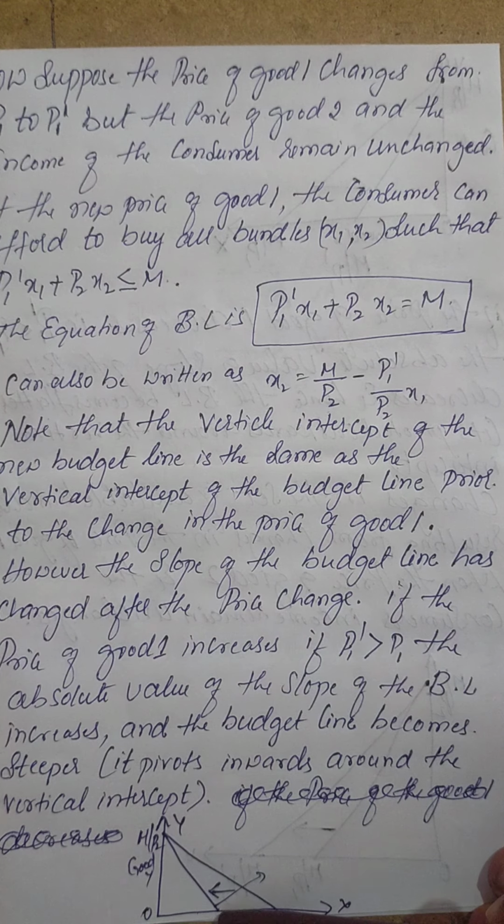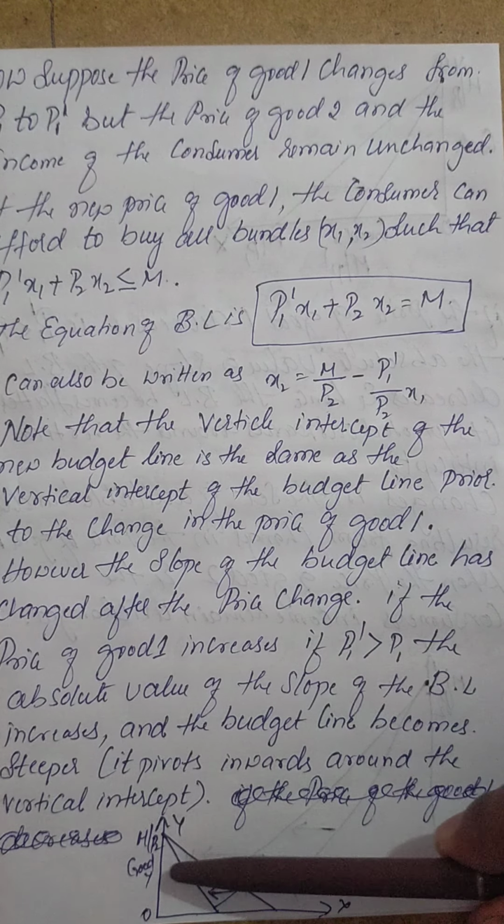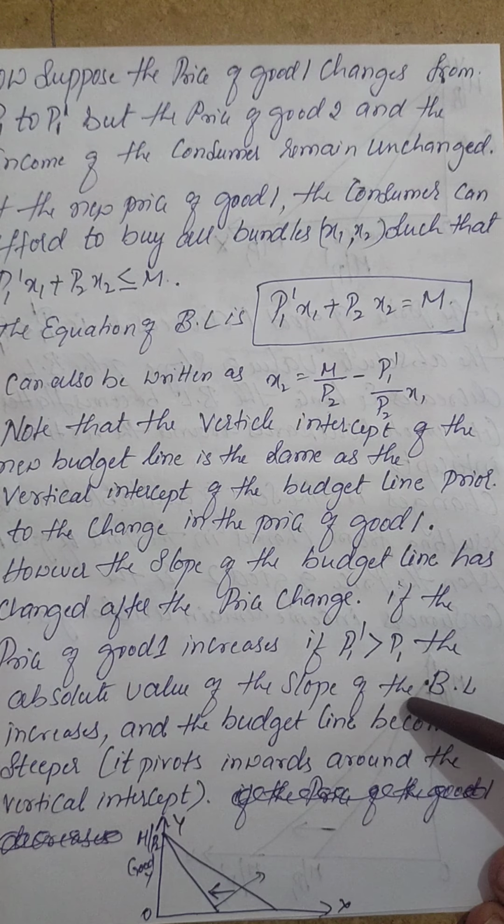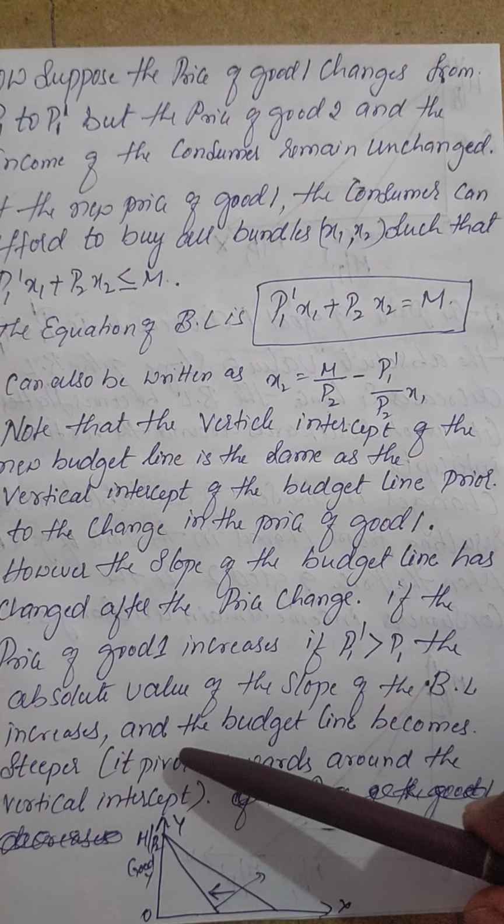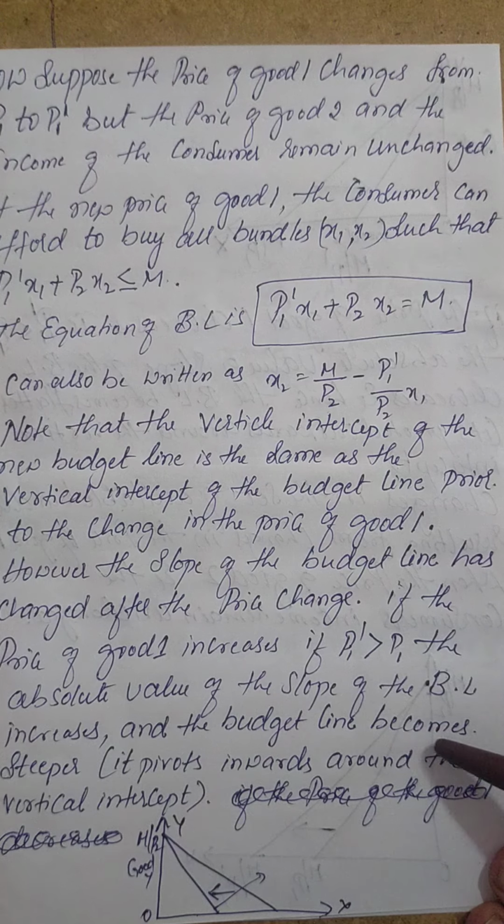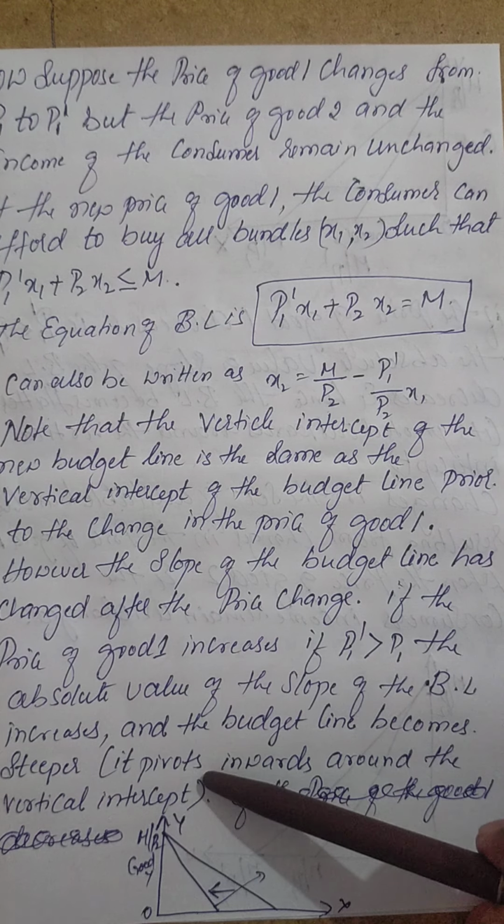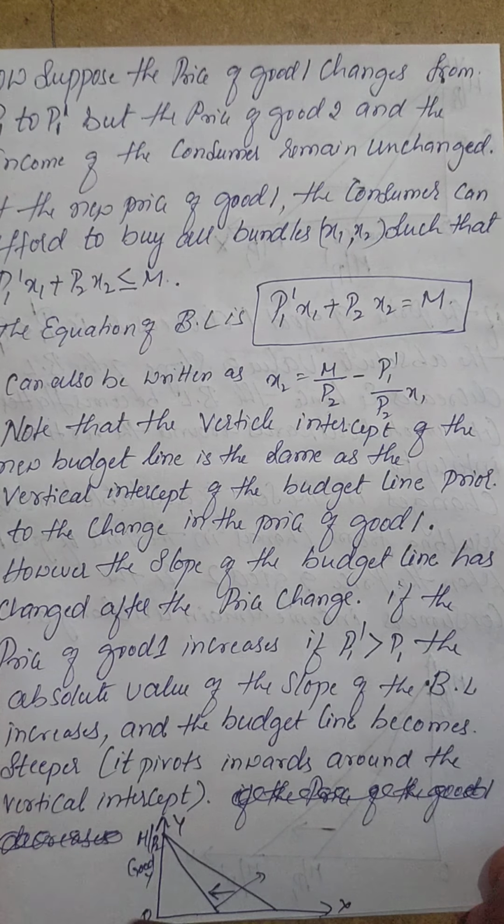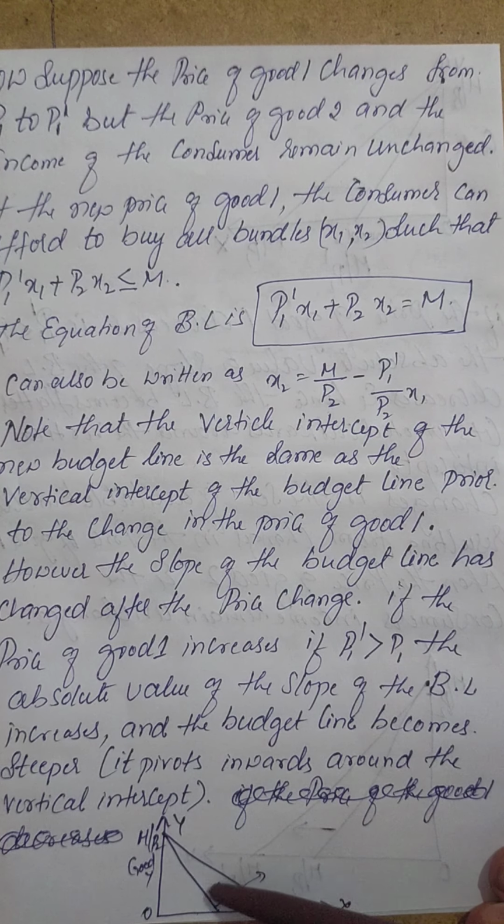So when the price changes, it becomes steeper, but it still looks like a budget line. The budget line pivots inwards. That means it becomes more steep. When the price increases, it becomes steeper.